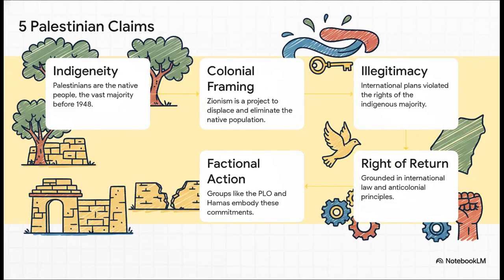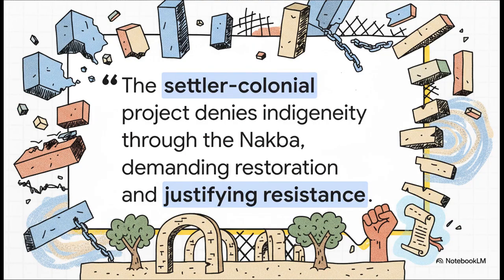Okay, so from those foundations, 5 core claims rise up, one after another, in a really clear sequence. It all starts with the claim of indigeneity, that Palestinians are the native people who were the vast majority before 1948. From that starting point, Zionism is then framed as a settler colonial project. And if you believe that, then it follows that international plans like the UN partition were illegitimate. This in turn makes the right of return and the right to resist both legal and moral necessities. And finally, you get to the different political factions, which are seen as simply the instruments for carrying out this liberation.